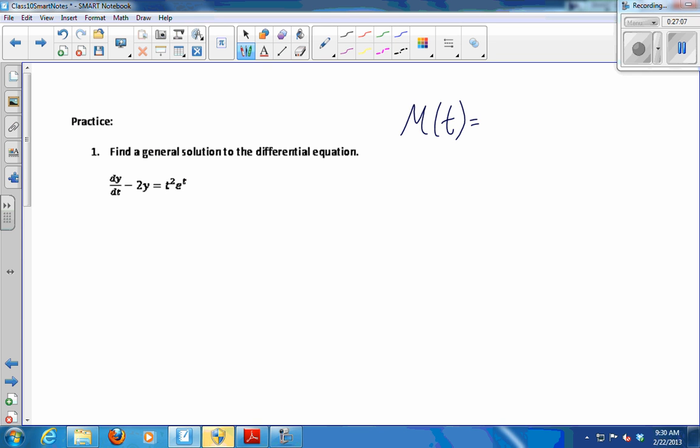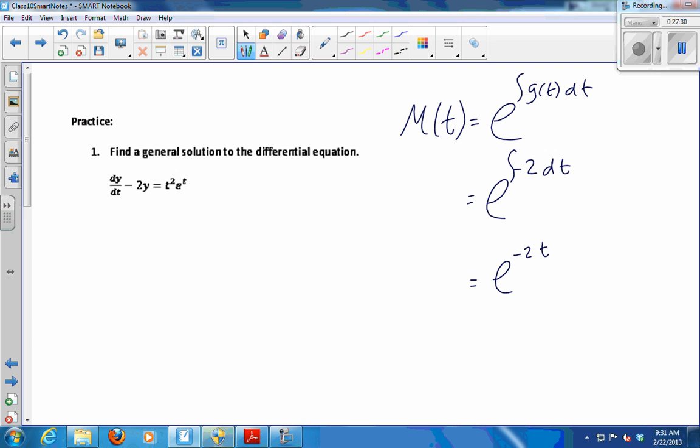Okay. So I have mu of t is e to the integral of g of t dt. So this is e to the integral of negative 2 dt, which is e to the negative 2t. Okay. So now multiply both sides of the differential equation by mu.